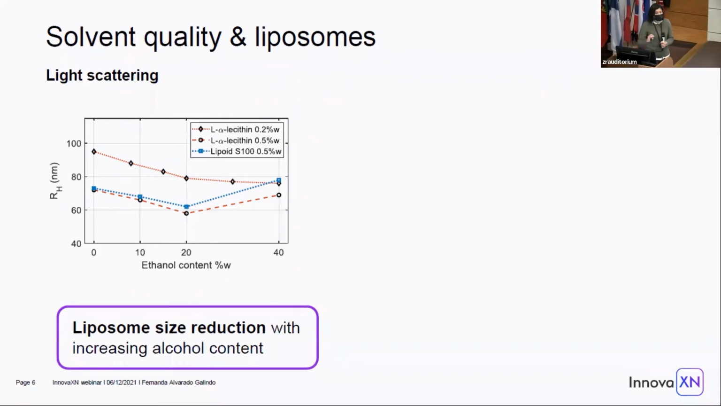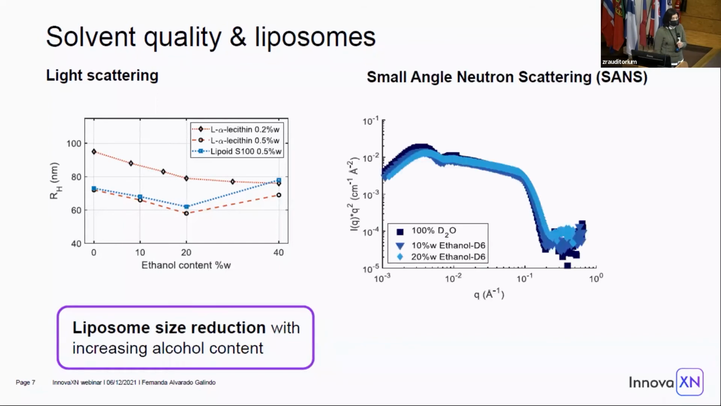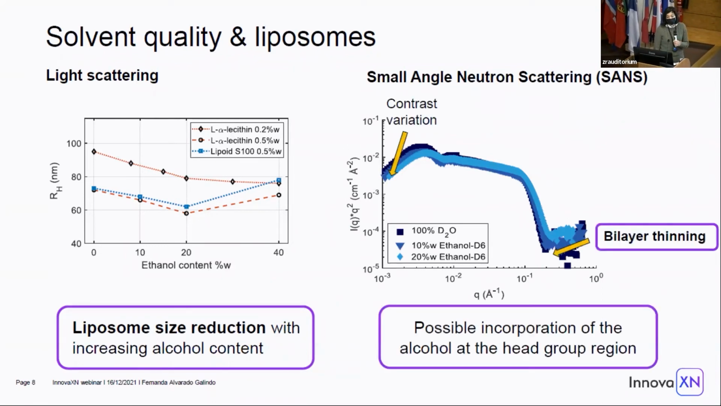We want to look in even more detail at what is within these self-assemblies, and that's why we use small-angle neutron scattering. If we take this phospholipid, Lipoid S 100, which is a soybean lecithin phospholipid, and study it under SANS, we know that we have unilamellar vesicles, meaning with only one bilayer. We have spherical particles, but there is a thinning of the bilayer caused by the presence of the alcohol, and there is a change in the contrast variation. So it's possible that there is incorporation of the alcohol at the head group region, for example.